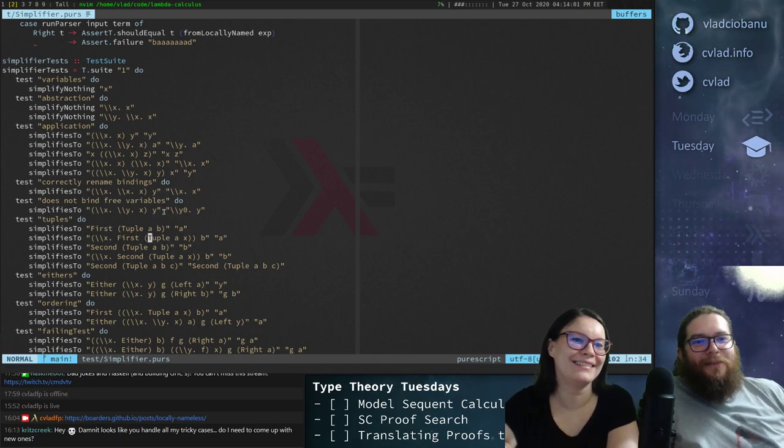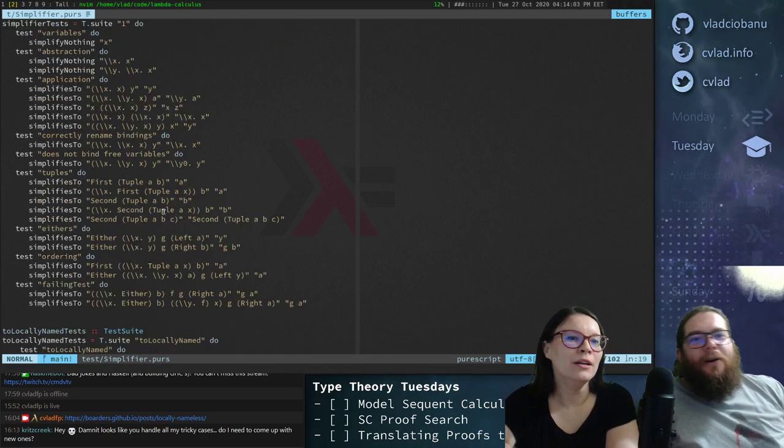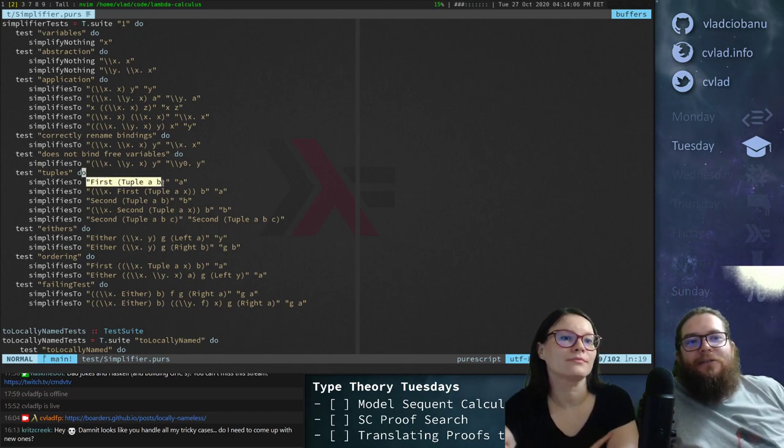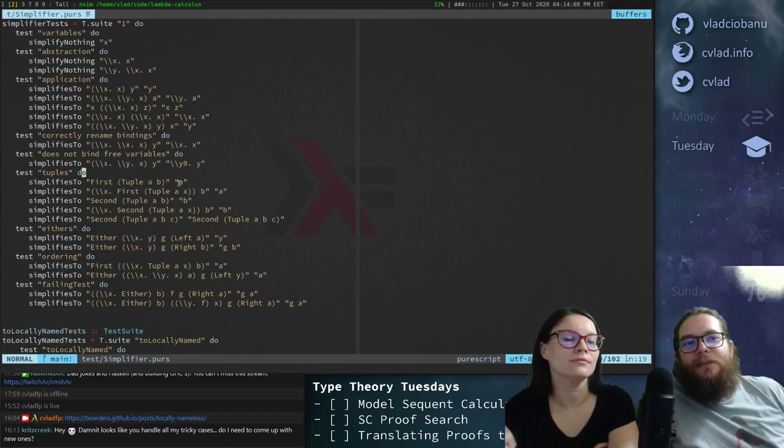So I didn't want to deal with that sort of thing. Okay, so then, for example, tuples. Here is a trivial thing where you have a tuple AB, and first gives you A.